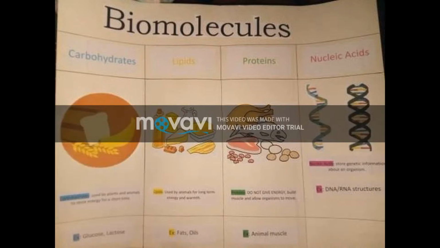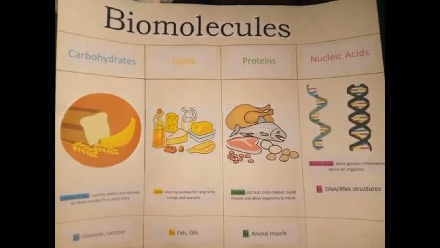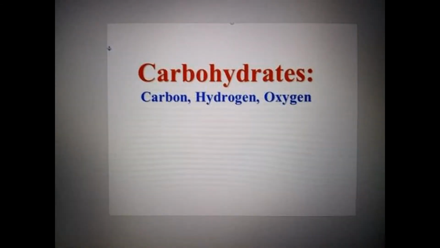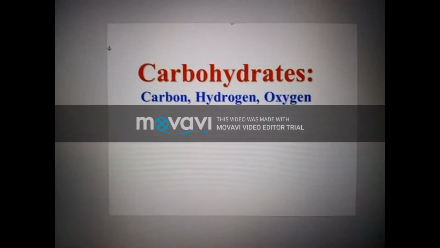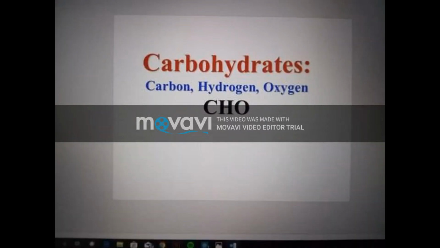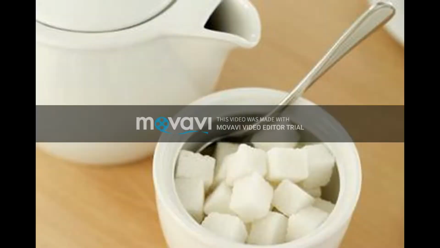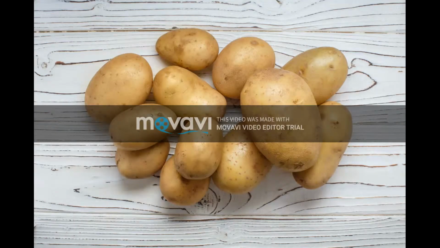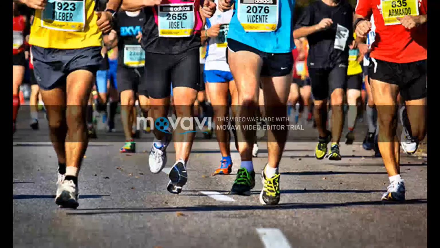In this video, we will be explaining the 4 biomolecules, what they are made of, and what their purpose is. The first thing that we're going to list is the carbohydrates. The carbohydrates, or better known as carbs, are made of carbon, hydrogen, and oxygen. An easy way to remember it is by its acronym, CHO. Carbohydrates are the sugars and starches found in foods that provide short-term energy.